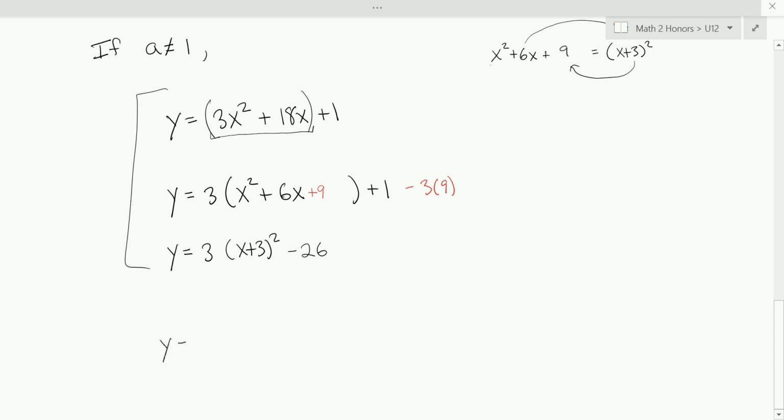So let's start with y equals negative 4x squared plus 32x minus 3. Sorry, I'm just trying to make it a nice one for us.